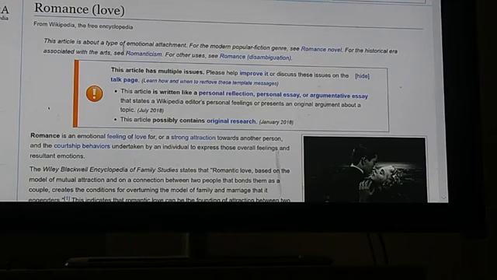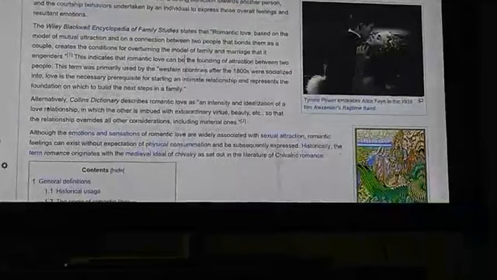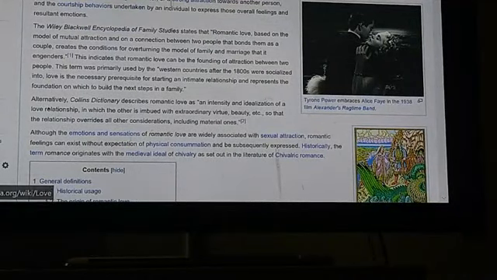This article is about a type of emotional attachment for the modern popular fictional genre of romance novel for the historical era associated with the artsy romanticism. Romance, blah, blah, blah. Okay, let's get into it. Romance is an emotional feeling of love and a strong attraction towards another person. I'll show you where this was brought up. And the courtship behaviors undertaken by an individual to express those overall feelings and resultant emotions. The Wiley-Blackwell Encyclopedia of Family Studies states that romantic love based on a model of mutual attraction and honest connection between two people that bonds them as a couple creates.